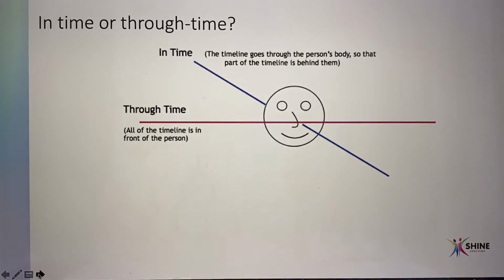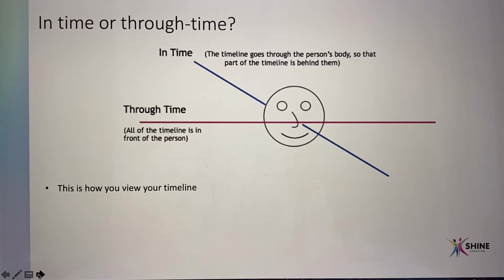So are you an in-time or a through-time person? Now, as you can see from this diagram, the in-time person, that's the blue line, goes right through the person and it's part of the person's body. So part of the timeline is in front of them and part goes through them and then part is behind them. And the bit that is right through the center of them is the present, happening right now. Whereas a through-time person can see the whole timeline, in red, as you can see, in front of them. Now, that's two different ways of looking at your timeline. So this is how you notice your timeline.